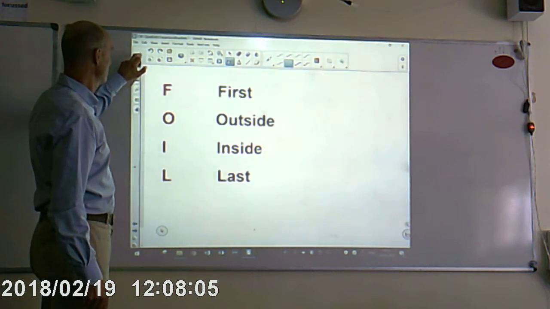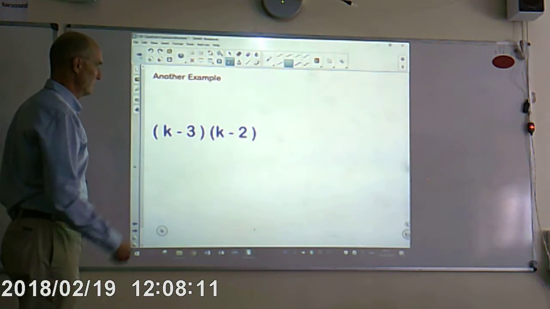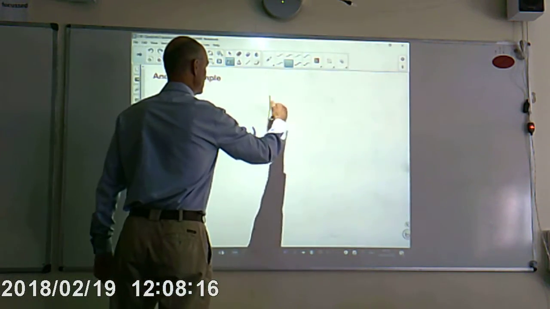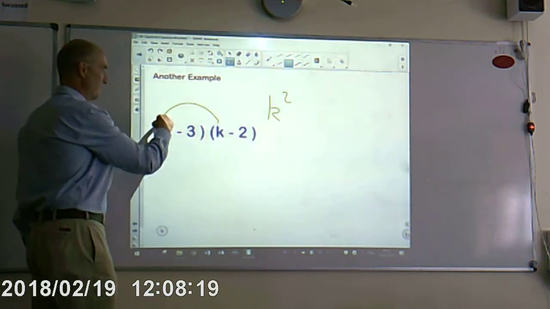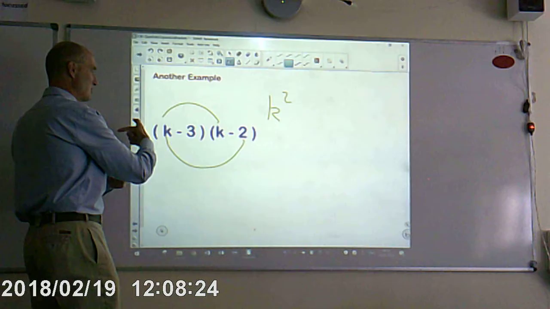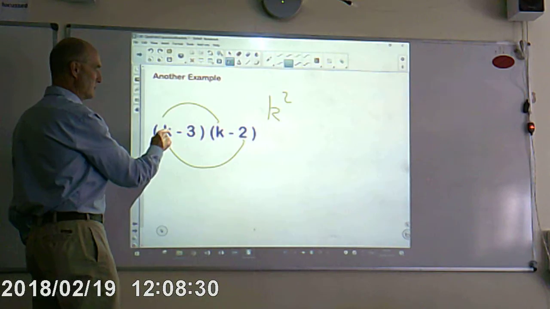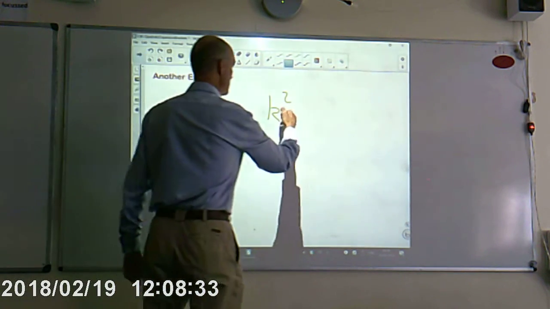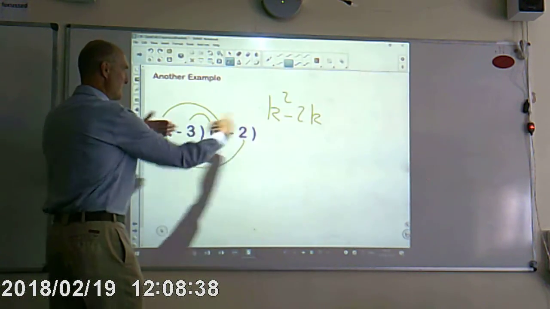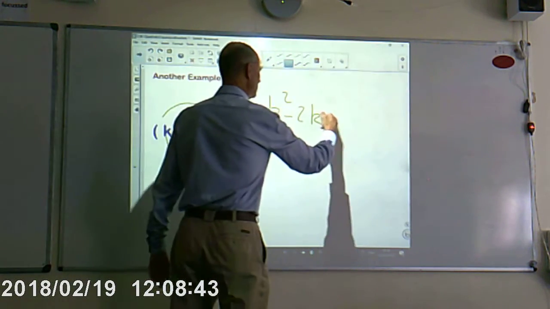Right, a couple of other examples then. FOIL, first terms, k times k, k squared. First terms. Outside terms. Outside of this bracket, outside of the other bracket, outside of what's been written down. So k times minus 2, minus 2k. Inside terms, the ones that are inside what's been written down, minus 3 times minus k, minus 3k.